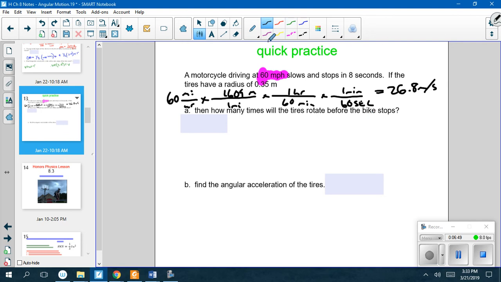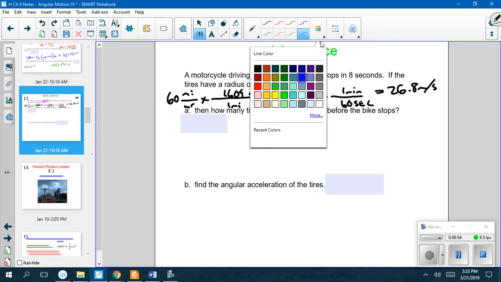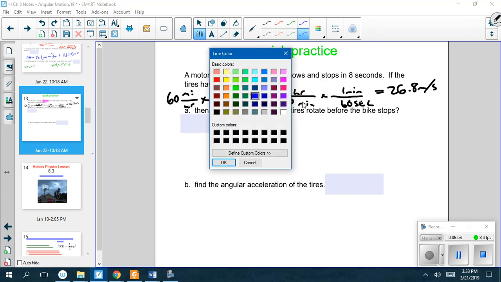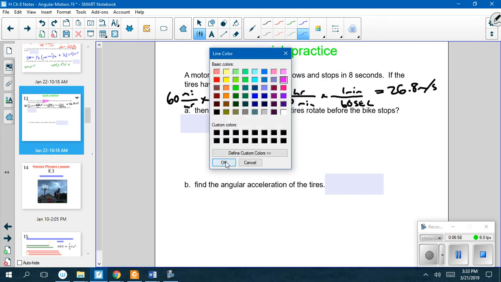Well, let's go ahead and... Ooh, I want a fun color. Let's see. Ooh, this one's like bright pink. All right.